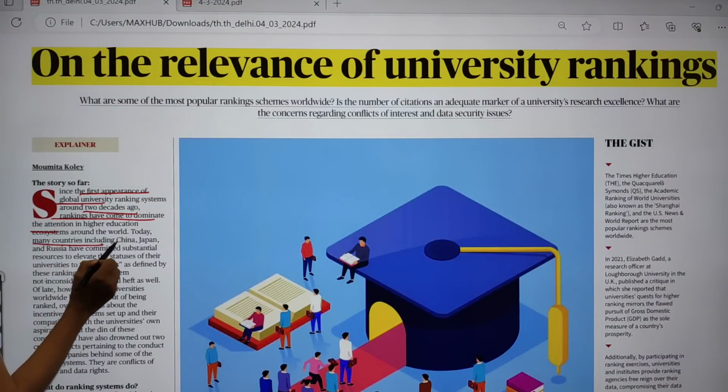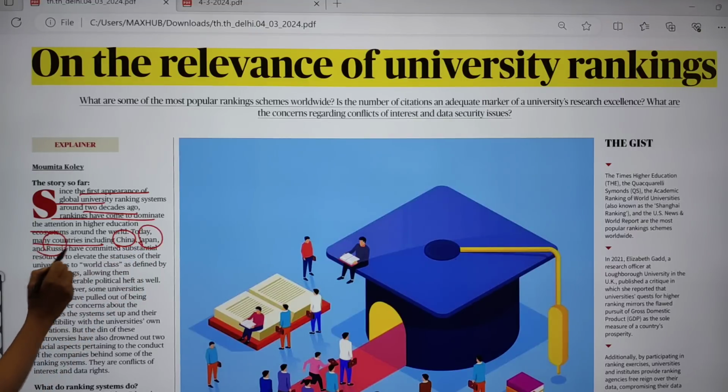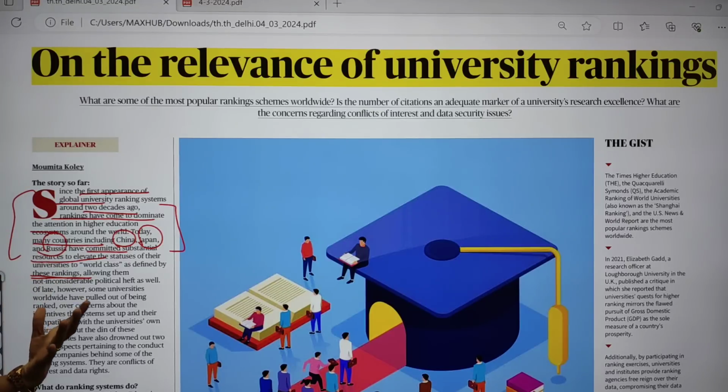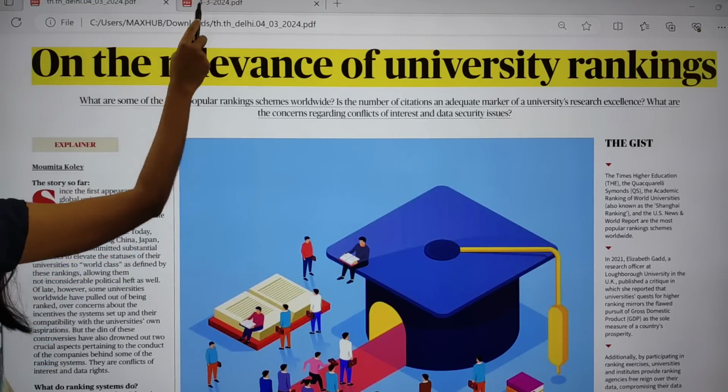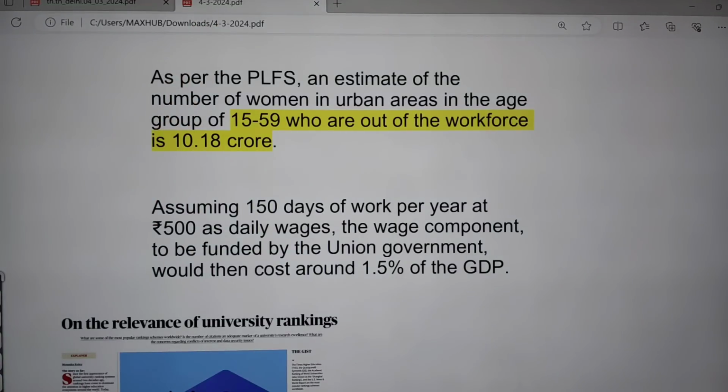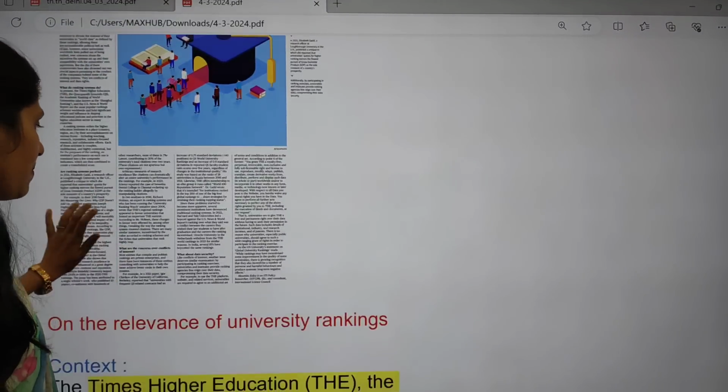Okay, so today many countries like China, Japan, Russia have committed substantial resources to elevate the status of their universities to world class. Okay, so they increased their funds and made their institutions world class, as defined by these rankings. So in this context we have to know what these ranking systems do and what is the relevance of these rankings. So this article is important from your education, especially higher education point of view. These are the articles which are relevant.